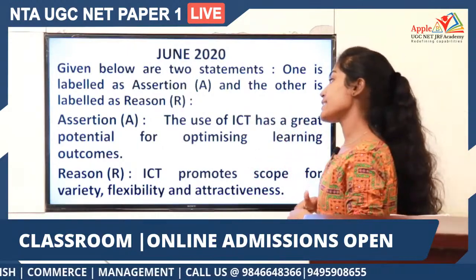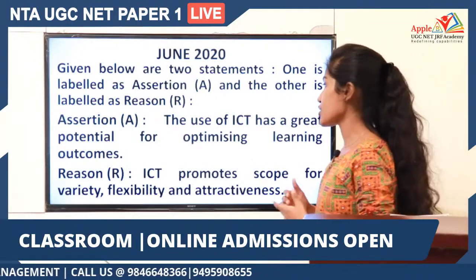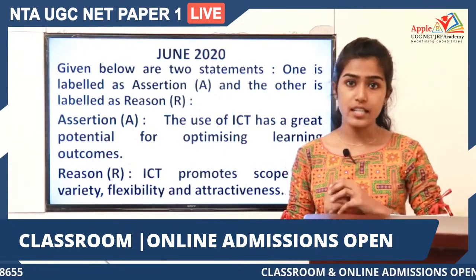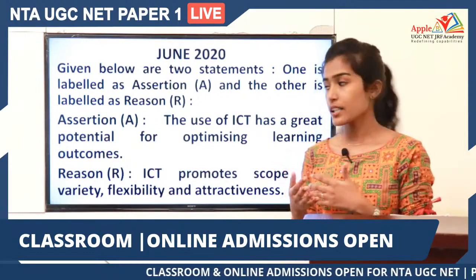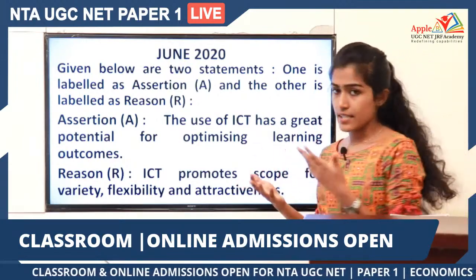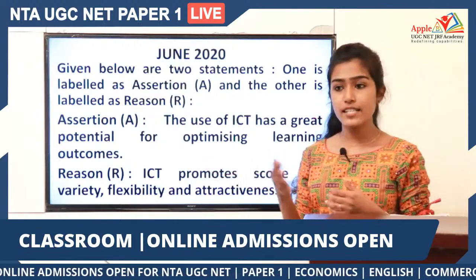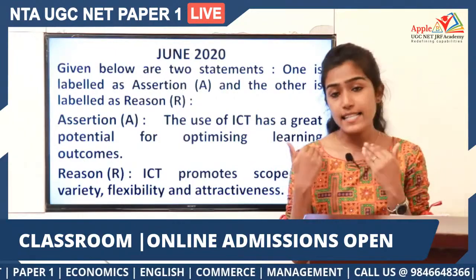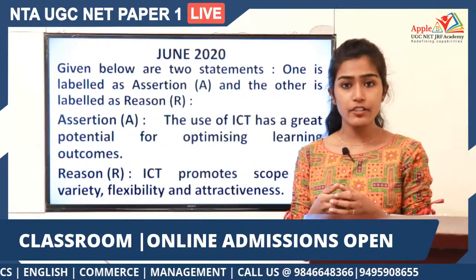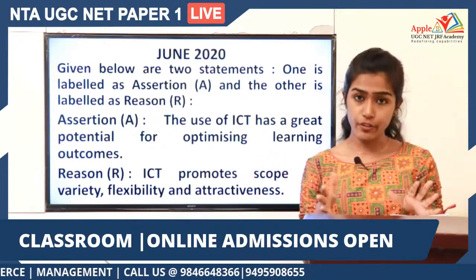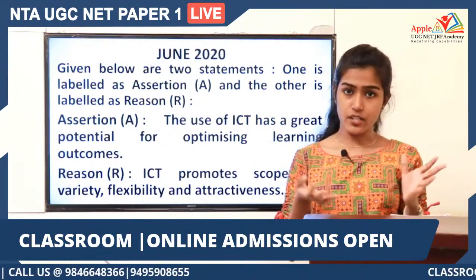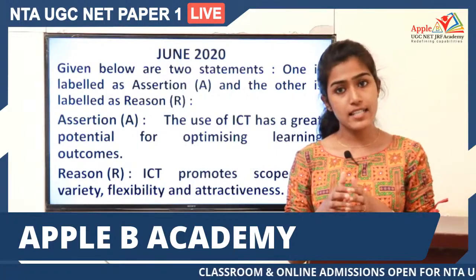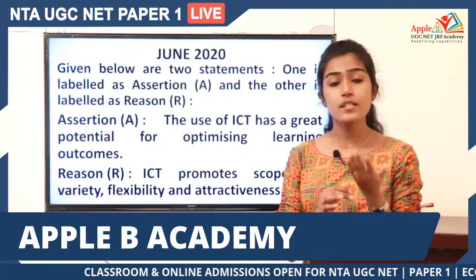Okay. So if you consider the assertion and reason from this area, you have the assertion: the use of ICT has a great potential for optimizing learning outcomes. That's very true, right? If you're using information and communication technology, that will optimize the learning outcomes. And you have the reason here: ICT promotes scope for variety, flexibility and attractiveness. Why is ICT optimizing the learning outcomes? Because ICT is promoting more scope for variety, flexibility and attractiveness. So these aspects of the use of ICT in education or in teaching methods will optimize the learning outcomes.